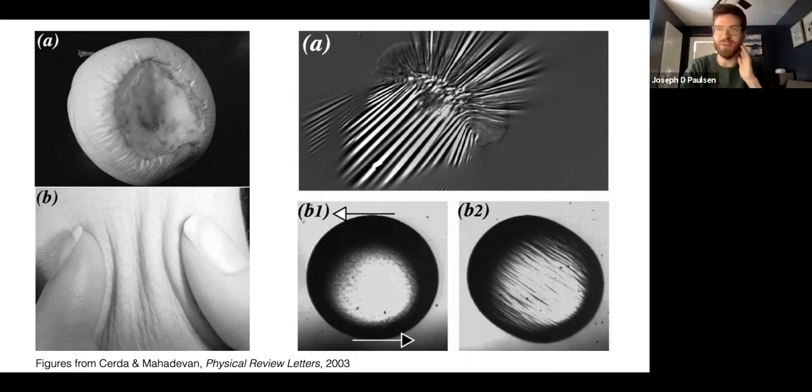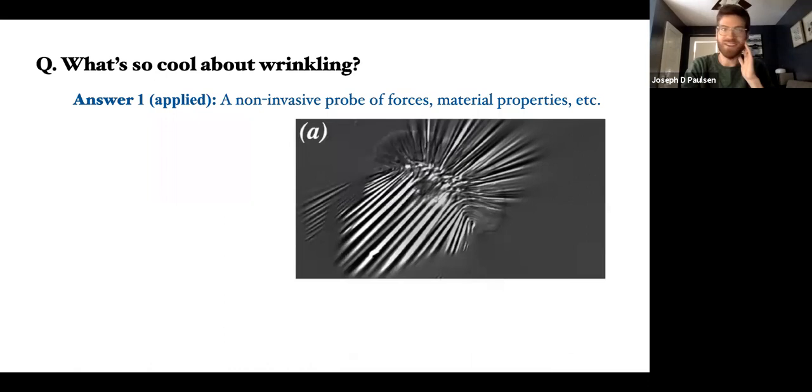Okay, so these wrinkles are everywhere, and I hope you're getting a picture that these things are probably useful. And this is true. Wrinkles are a non-invasive probe of forces and material properties. That is, once we build up the fundamental framework for doing so, we can look at a wrinkle pattern and we can tell something about the forces that have been exerted, or perhaps something about the elastic modulus of the material that's wrinkling, et cetera, et cetera. So this is sort of the applied bent for why wrinkles are useful.